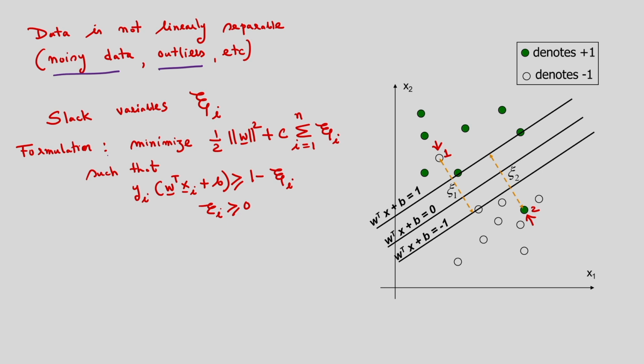So this parameter C can be considered as a way to control overfitting. So I am writing here, the parameter C can be viewed as a way to control overfitting.